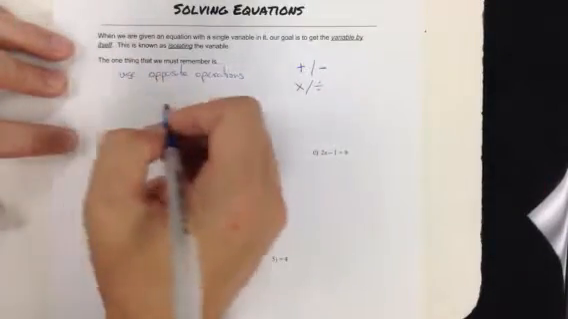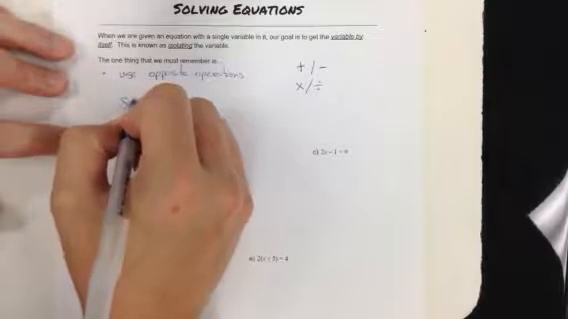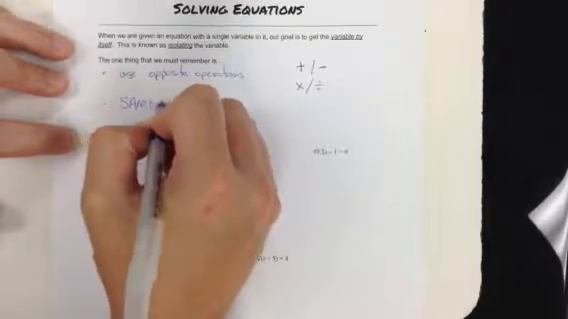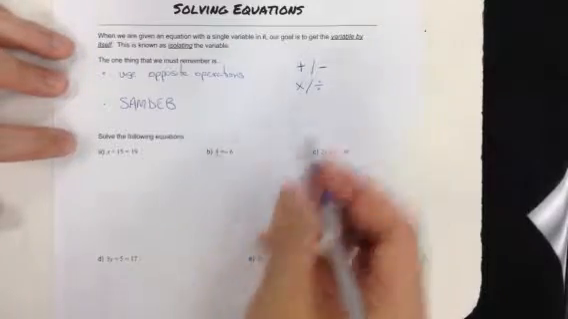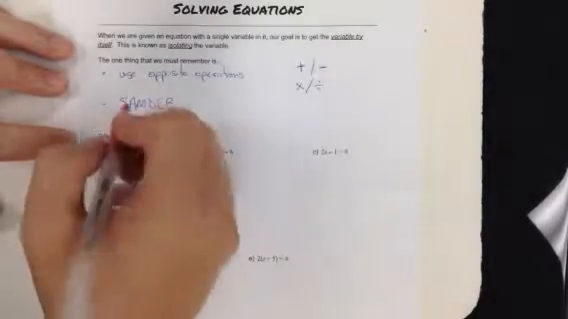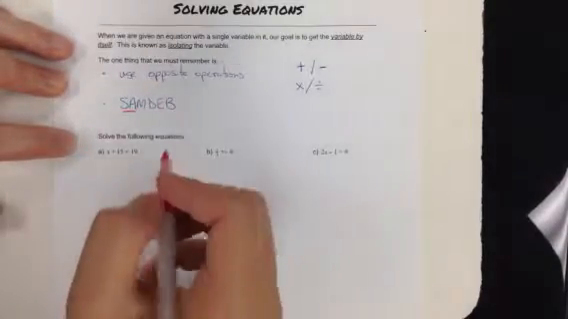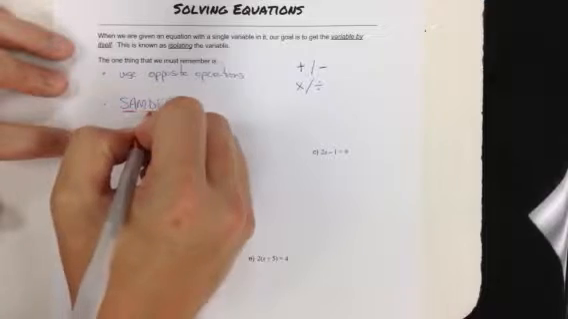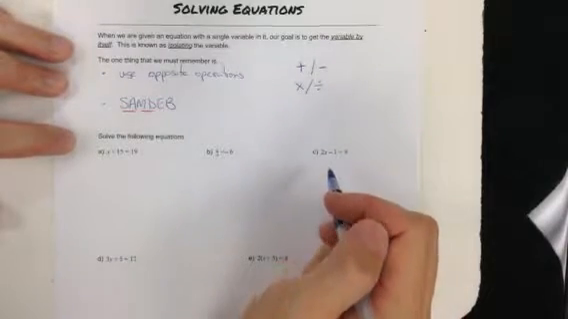The other point that we're going to remember is when we do this, we're going to use SAMDEB, which is really BEDMAS backwards. When we're solving equations, we're going to deal with the subtracting and adding part first, the multiplying and dividing part second. We're not going to worry about the exponents and brackets for this course, but we can talk about them if you have questions about them.